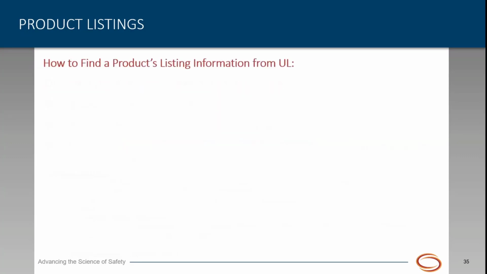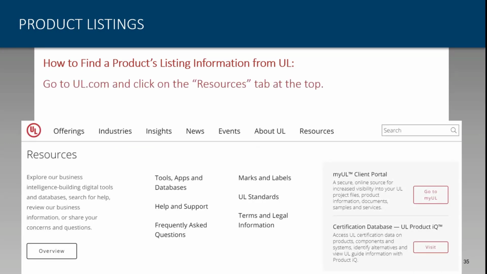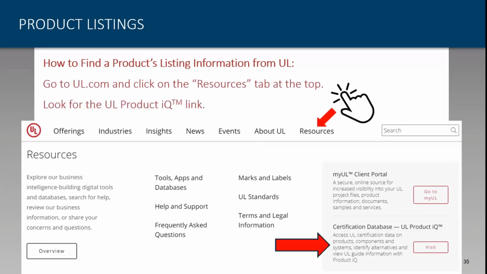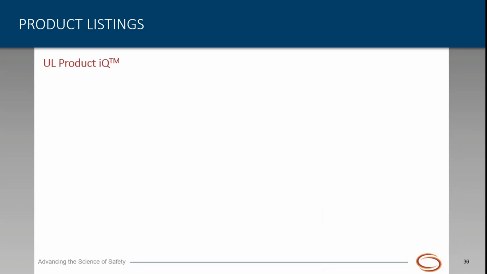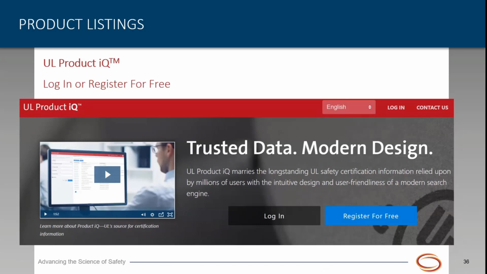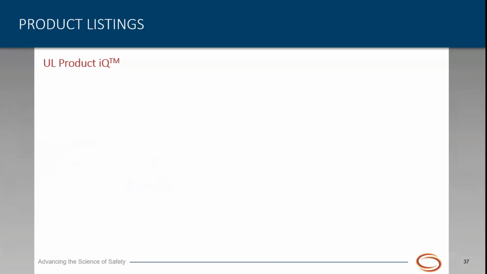So how do we figure this out? How do we know what's in a UL listing? Well, I'm going to give you a quick tutorial, and I'll go quickly through this, but basically you go to the UL website, which is ul.com, and you click on the resources tab at the top. You look for the UL Product IQ Certification Database on the right-hand side, and you click the Visit button. This UL Product IQ Certification Database allows you to log in and get these details. So you log in, or you register for free if you don't have a login. It's very easy to do. You register, and then you get inside this product database.